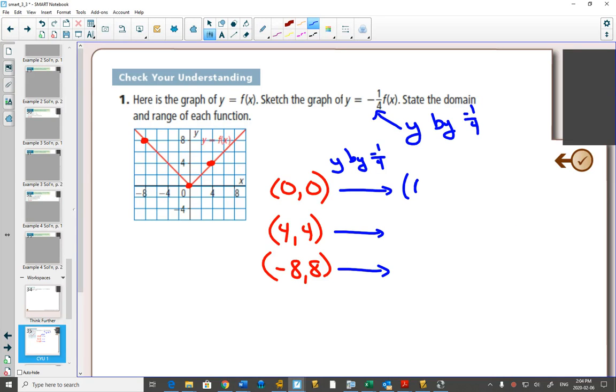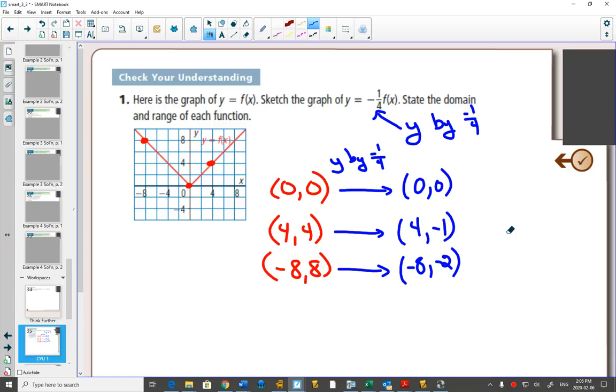Now, when I multiply my y values, this one stays (0, 0). This one's now (4, -1). And this one's (-8, -2). Okay? And now we just have to graph this.